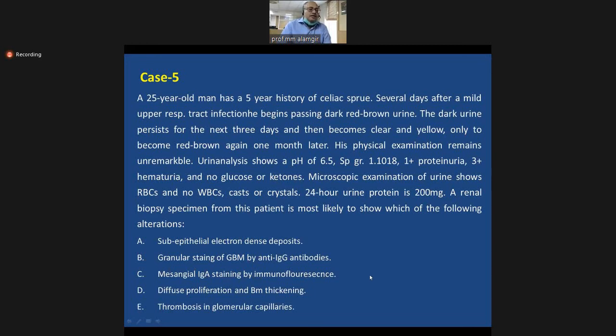Of course, you can attempt this MCQ once you know what is IgA nephropathy. And in IgA nephropathy, these findings basically are there. So don't get worried. Just study IgA nephropathy. You will be able to attempt this MCQ.